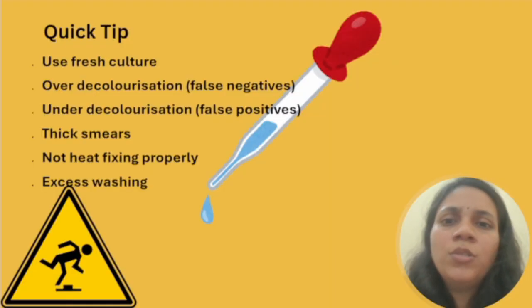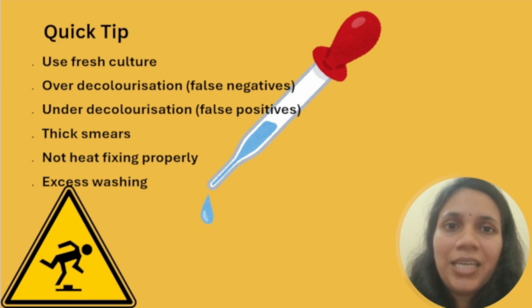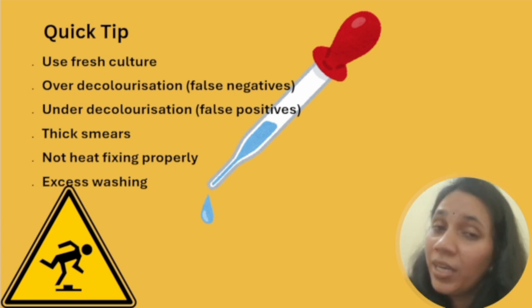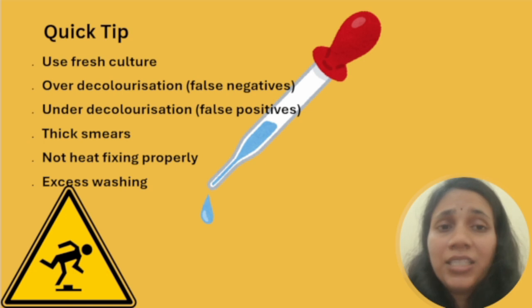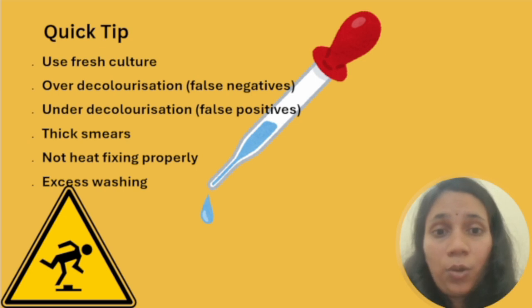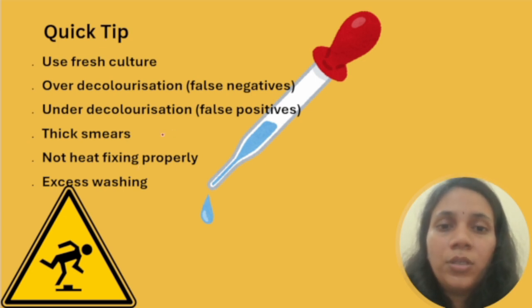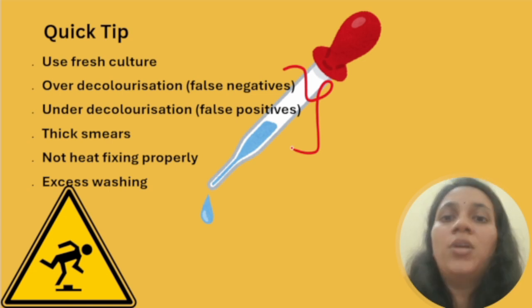So let me give you some quick tips which you should follow and certain things that you should avoid when you are performing a gram staining procedure. So very important thing is using fresh cultures because there is a chance of contamination also. So always make sure you are using fresh cultures. Now next two steps are very important. Excess of anything is always bad, right? So you should do it in moderation.